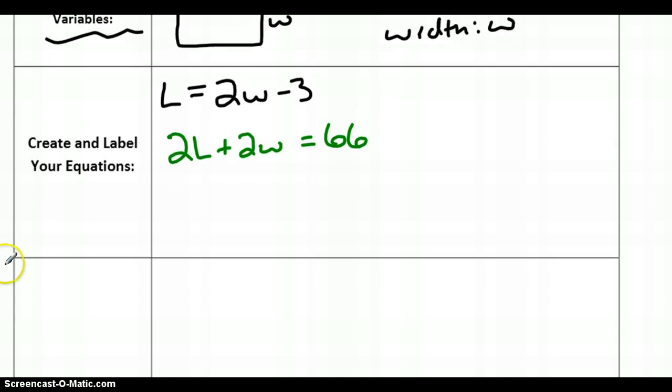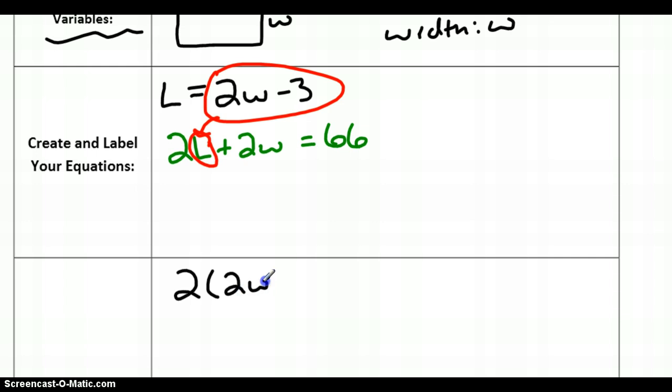In this box right here, I'm going to solve. For this particular setup, substitution is going to be perfect because L is already solved for. So I'm going to take right here and plug 2W minus 3 in for L when I solve. So we've got 2 times 2W minus 3, plus 2W equals 66. Okay, and let's keep going.